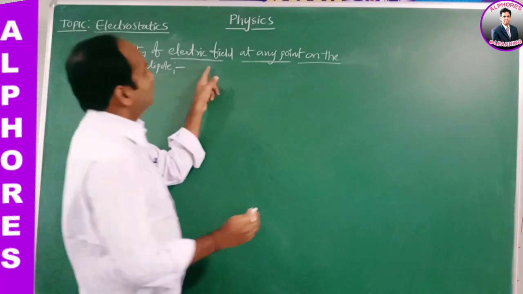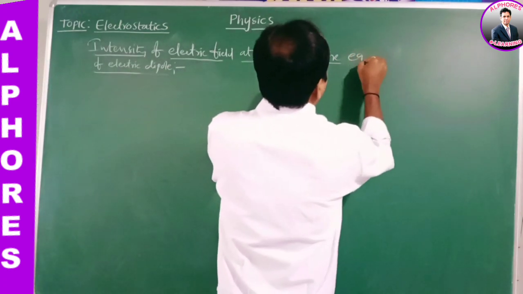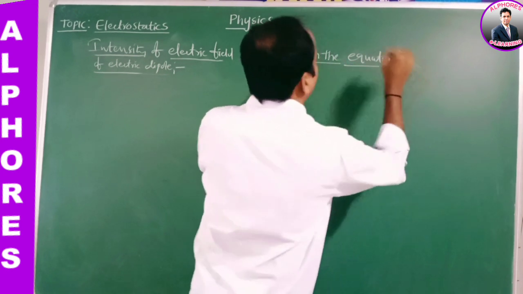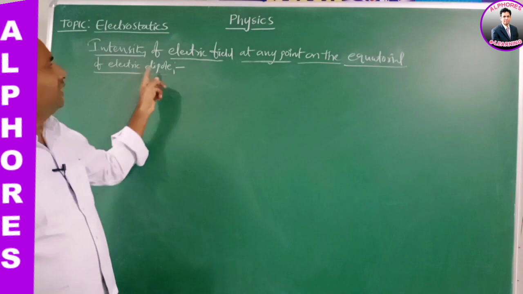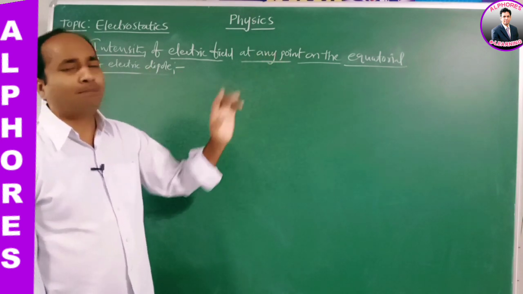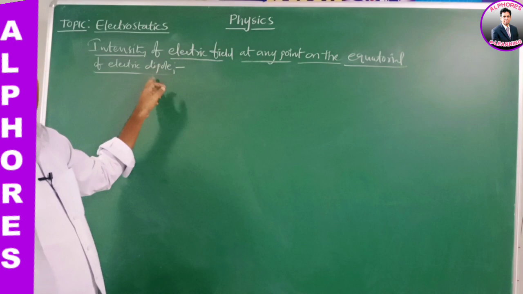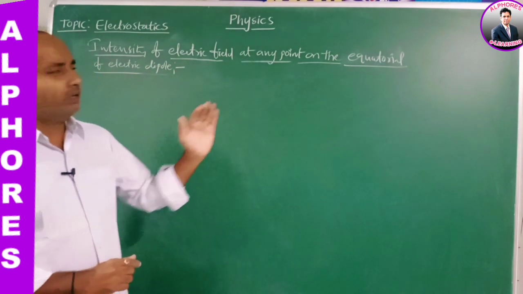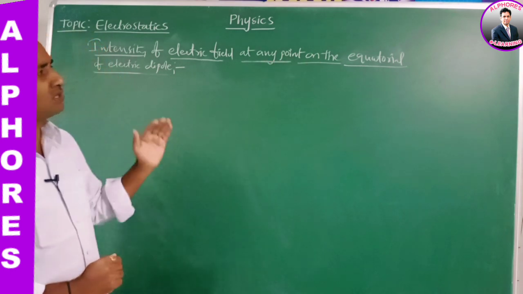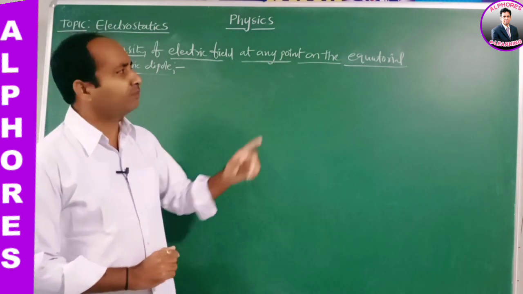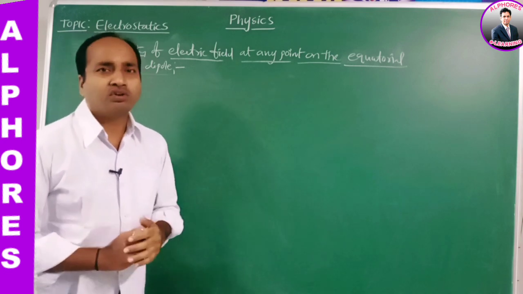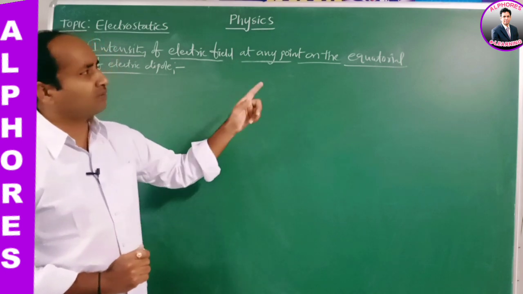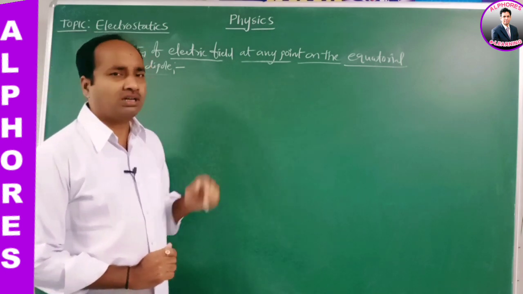Next one. Intensity of electric field at any point on the equatorial line of an electric dipole. The last one was the axial line. What is the axial line? The axial line is a straight line passing through the system of two charges of an electric dipole. Now what does equatorial line mean? The perpendicular bisector of the axial line is called the equatorial line.